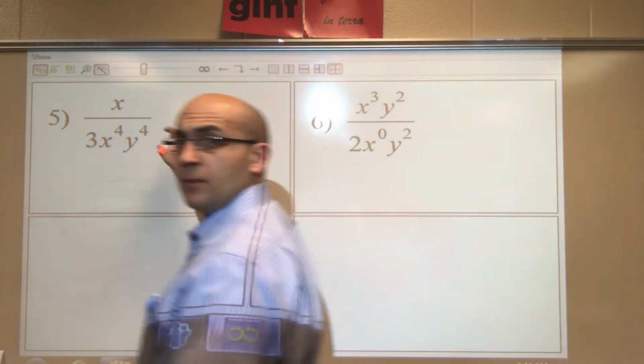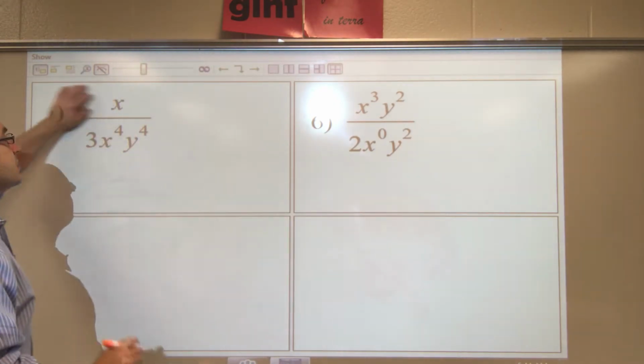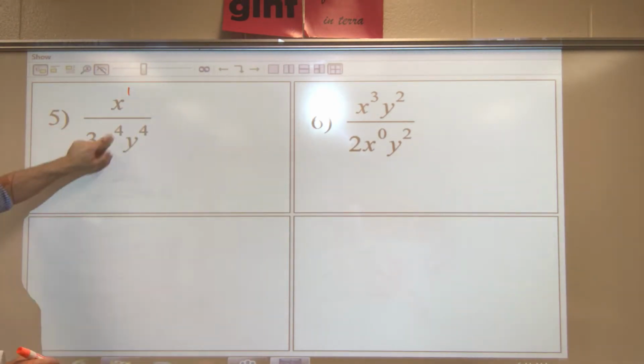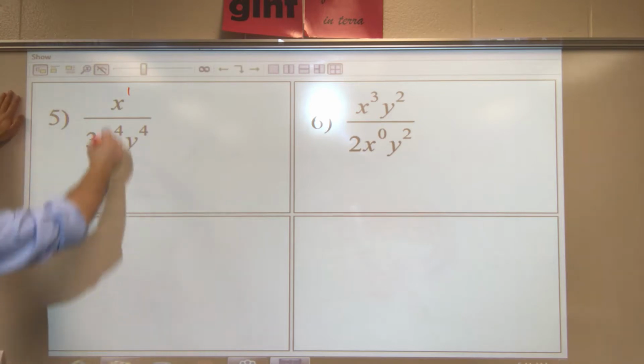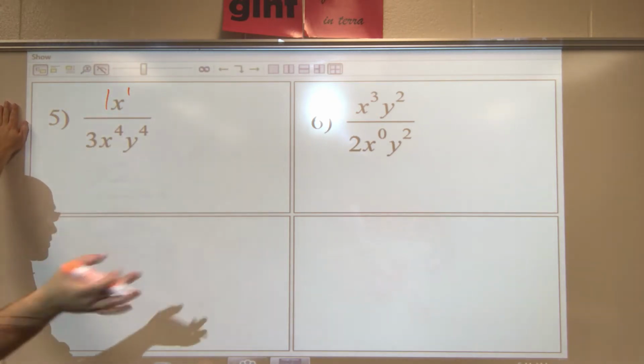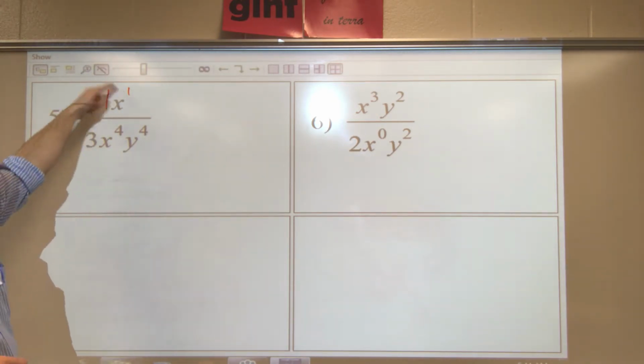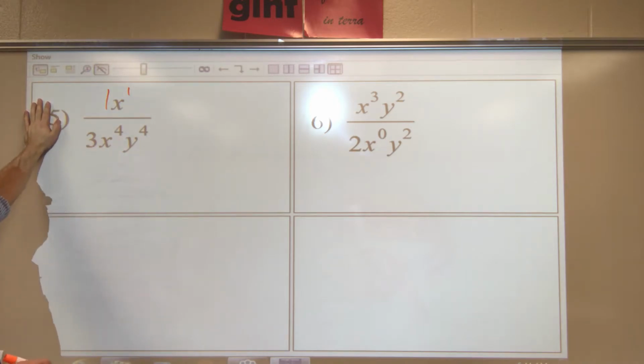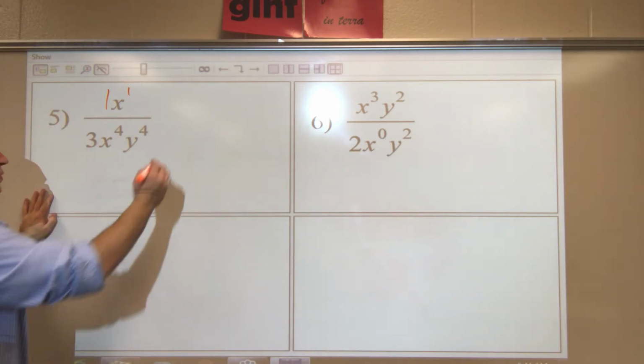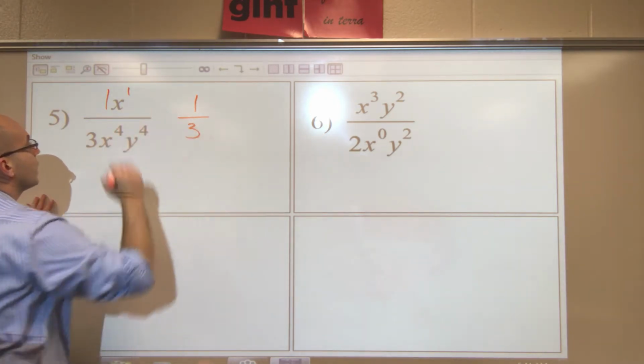So this one here, hopefully you can see this one. This is x to the 1st divided by 3x to the 4th, y to the 4th. Now, there's a number in front here, which is a 1. So anytime you see just the variable, put a 1 in front and a 1 at the exponent to make your life a little easier. 1 divided by 3 is just 1/3. Can't do anything there. Okay?